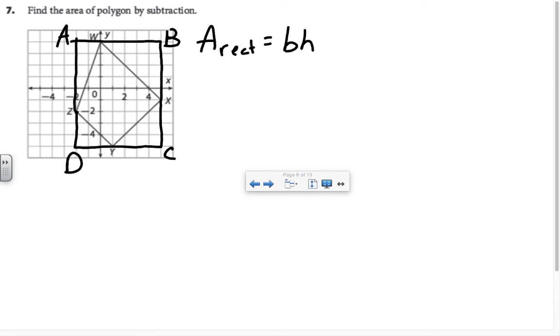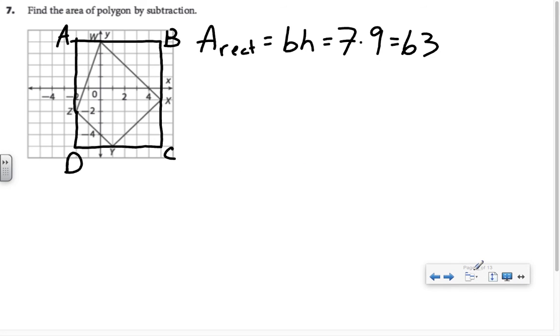Area of the rectangle is base times height. And the base of ABCD is the length of DC, which I can count the spaces for. It is 7. The height of this rectangle is the length of BC, which is also something I can count the spaces for. That is 9. So the area of the rectangle is 63. And then I'm going to subtract away from it all of these triangles that I have kind of accidentally, if you will, enclosed. Right? So I'm going to find the area of triangle AWZ.